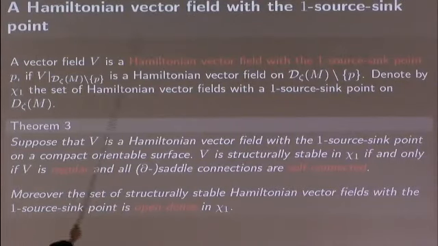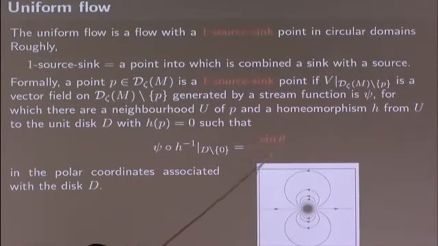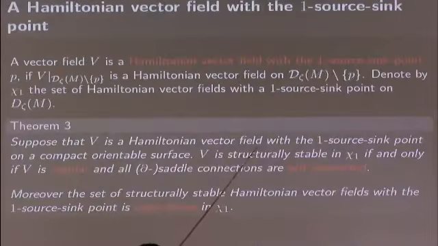So we define the uniformly flow of precise as the following. The vector field is a Hamiltonian vector field except at the one source sink point. Because at the one source sink point, the function cannot be defined. Therefore, we remove this point, so then we can get Hamiltonian vector fields.